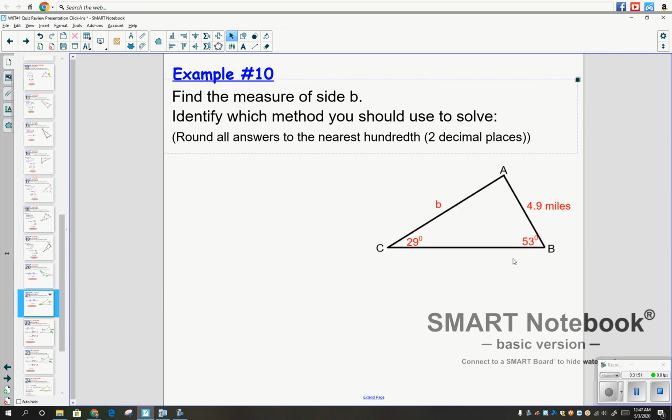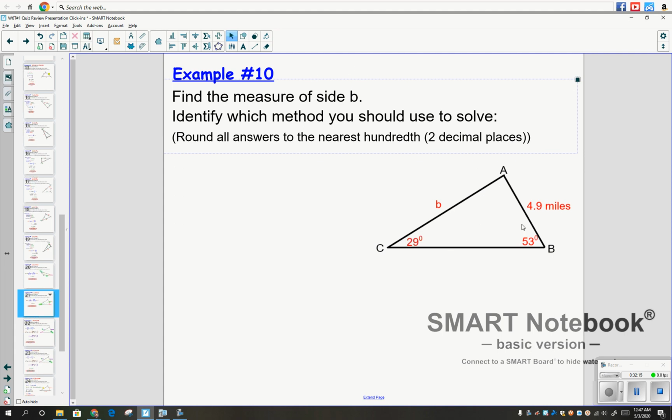Example number 10. Do I have a right triangle? No. 29 plus 53 is 82, so angle A is about 98 degrees, not 90 degrees. So no, it's not a right triangle.